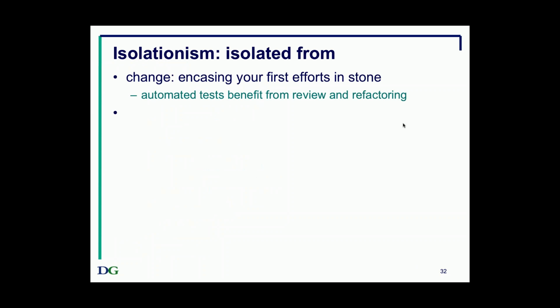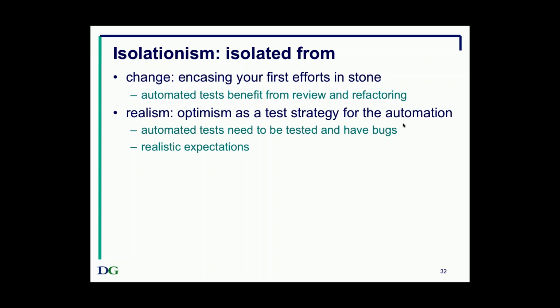A lot of automation efforts seem to be isolated from realism. Optimism is not a good test strategy for automation, or for anything else for that matter. The automated tests do need to be tested. They will have bugs in them. The automated tools will have bugs in them. And we need to have realistic expectations for what we can expect from test automation. Without some form of realistic expectations, they're doomed to fail.